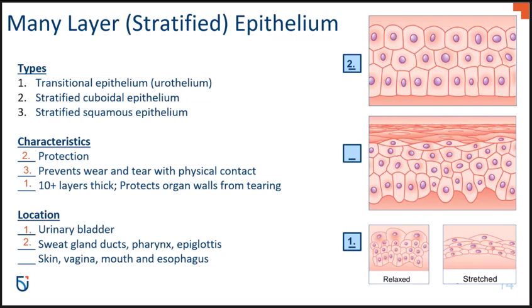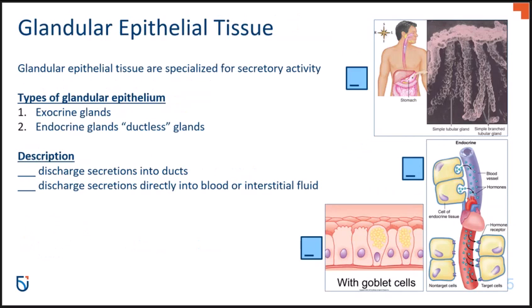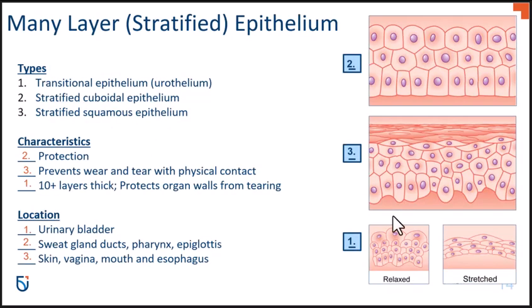So the skin, the vagina, the mouth, the esophagus are all sort of protected by this stratified squamous epithelium. I'll give you an example. Let's say you're eating a cracker and you don't chew it well enough and you swallow it and you can feel it scratching all the way down, you can thank the stratified squamous epithelial tissue for protecting you from damage that could otherwise be caused.